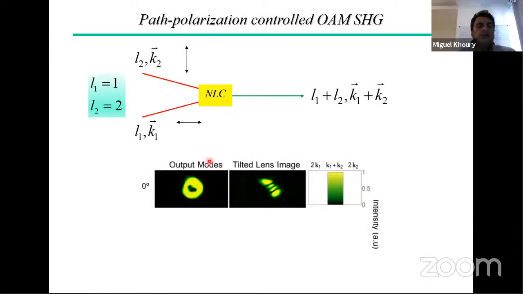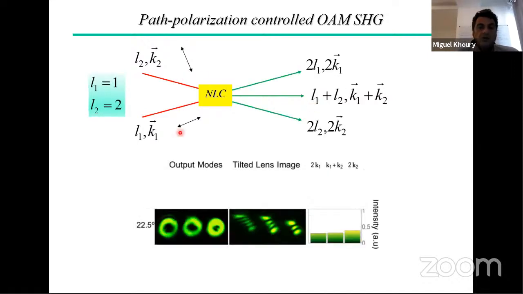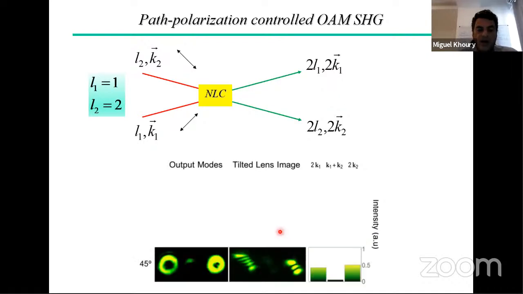I'm going to show that all the results are for L1 equal to 1, L2 equal to 2. When we have one of them horizontally polarized and the other vertically polarized, we have only the addition output. By putting them at 22.5 degrees, we would have the three outputs here. So we see the independent topological charge doubling and the addition in the middle, okay, the three images simultaneously. And when we put them at plus 45 and minus 45 degrees, we have the independent doubling, and there is a destructive interference that kills the addition channel, the addition output, okay?